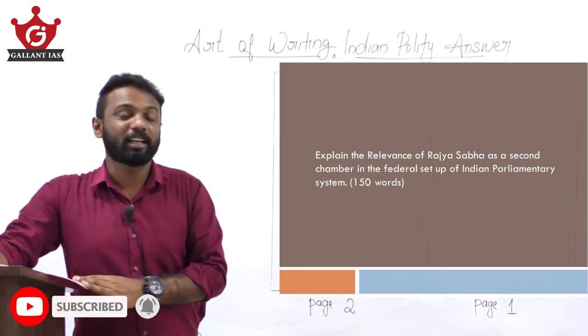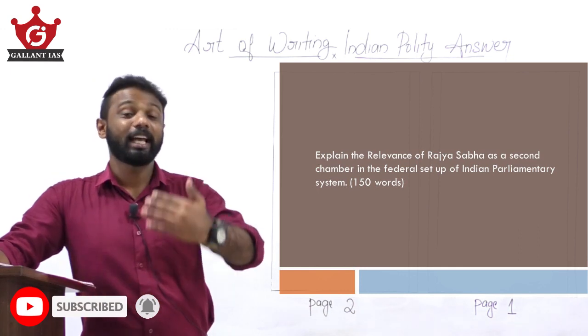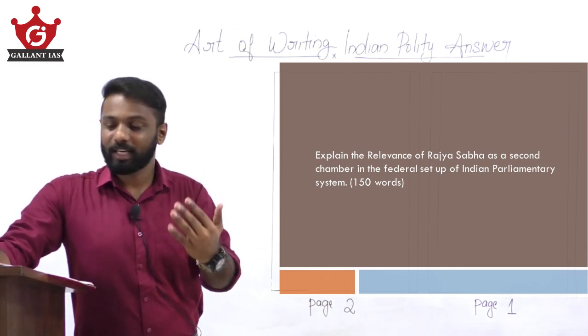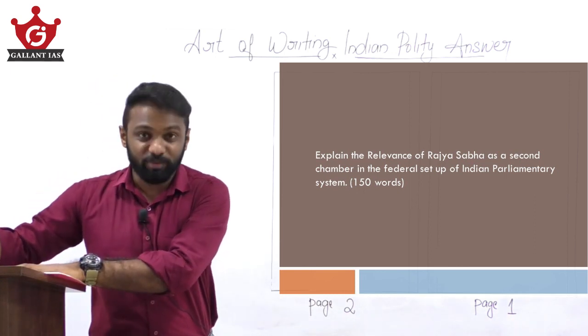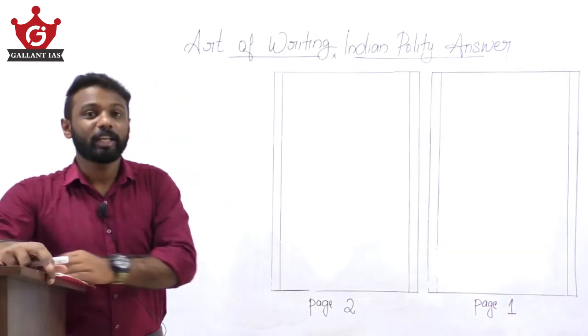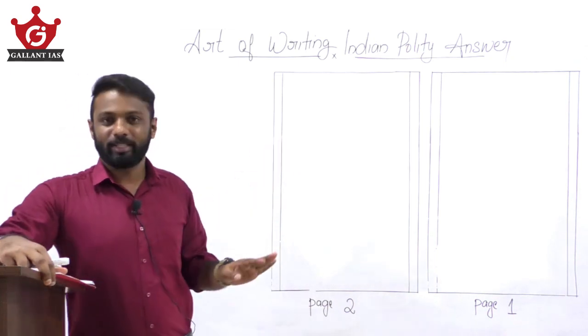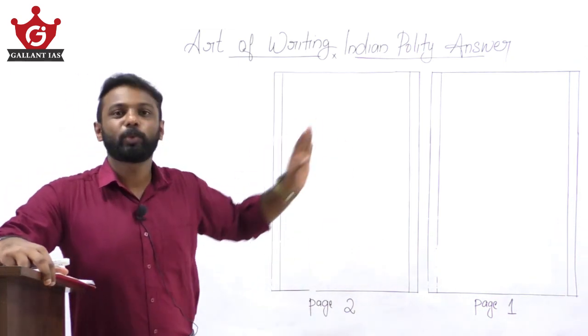of Indian parliamentary system. So we have to write the relevance of Rajya Sabha in our Indian parliament system, and the question we have to address for about 150 words, and for a 150 word question UPSC provides you with 2 pages and you have to write your answer within these 2 pages.